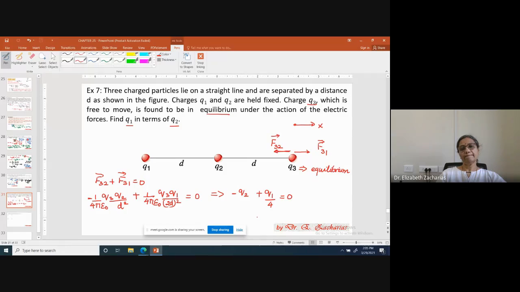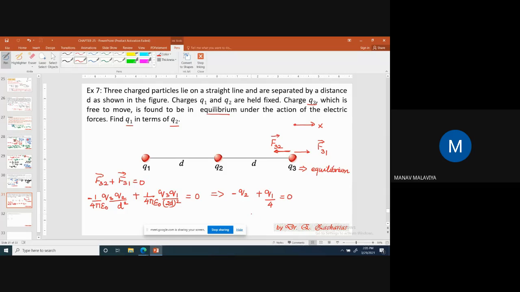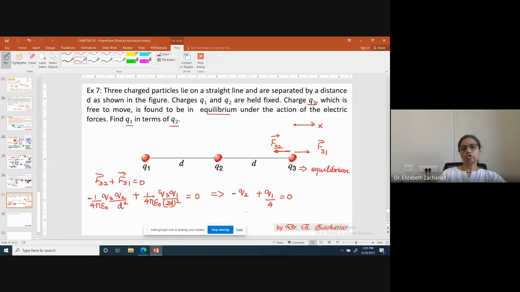Am I getting that? Yes, ma'am. Right. So now what do I get if that's the case? Q1 equals 4Q2. Is this right? No, there is a minus sign missing. What's happening here? Tell me. There should be a minus.